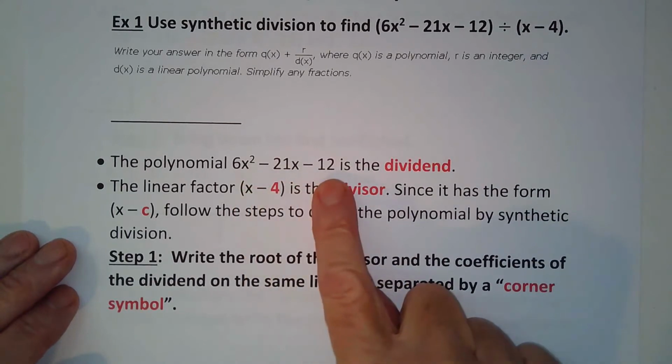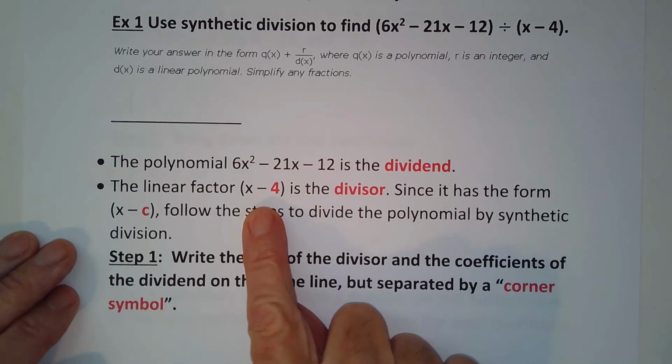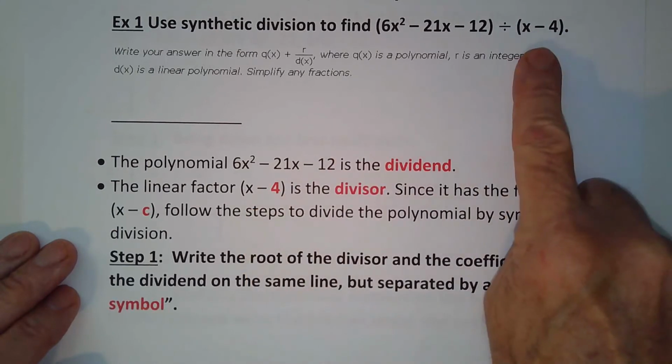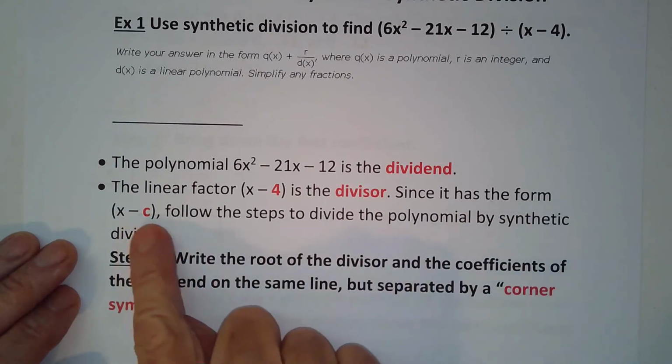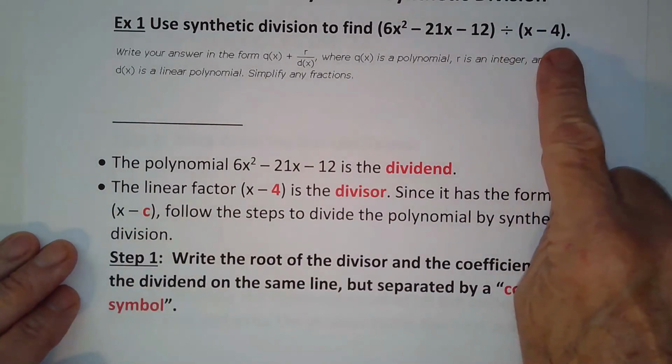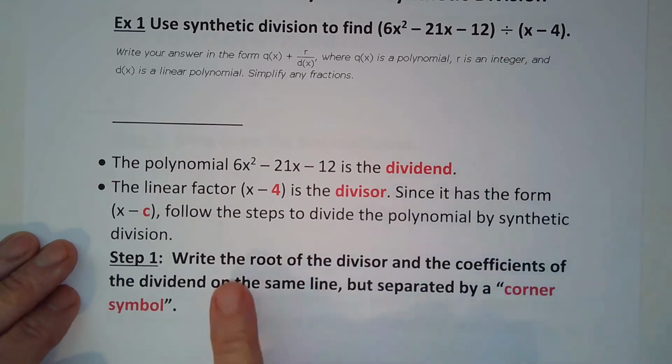So here's the original polynomial, called the dividend. Here's the linear factor that you are dividing by, and it's the divisor. Since it has the form x minus c, if I were to make that equal to 0, then c would equal 4.